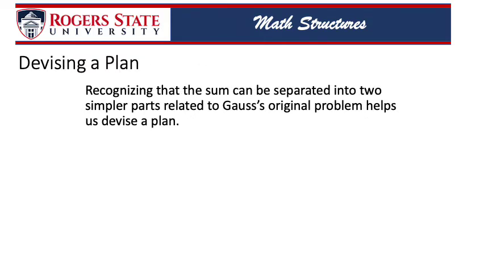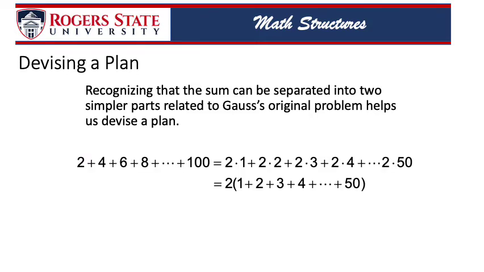Devise a plan. Now, this looks a lot like Gauss's original problem. So if we take Gauss's problem in mind and we try to emulate it, using the same kind of techniques, we can probably see what's going on. So let's recognize this sum can be broken up into two simpler parts. 2, 4, 6, 8, 10, all the way up to 100 is the same as 2 times 1 plus 2 times 2 plus 2 times 3. 2 is 2 times 1, 4 is 2 times 2, 6 is 2 times 3, and so on. So that is nothing more than 2 times 1 plus 2 plus 3 plus 4 plus 5 plus 6 plus 7, all the way up to 50.